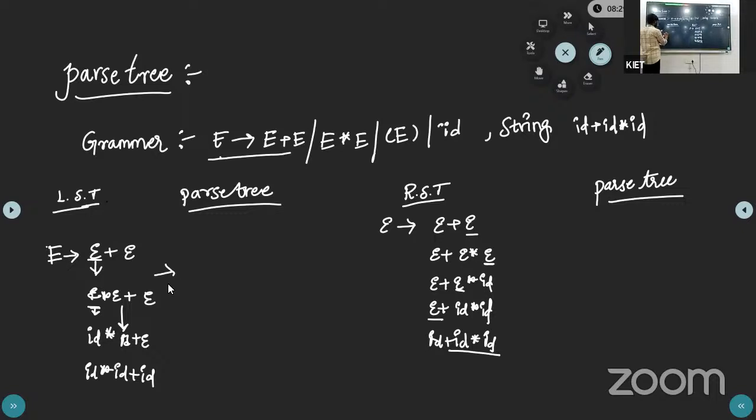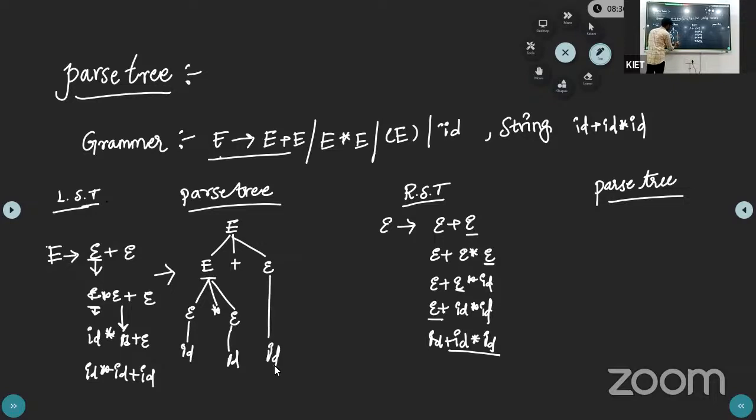Now drawing a parse tree from the leftmost derivation, E is divided into E plus E in the first step, and the left E is further divided into E into E in the second step. In the third step, the first E is divided into ID. And the next E is divided into ID. And in the fourth step, the last E is divided into ID. This is what we call the yield of the tree, which means it collects all the leaf nodes of a given parse tree.